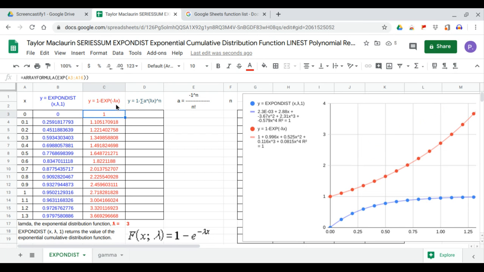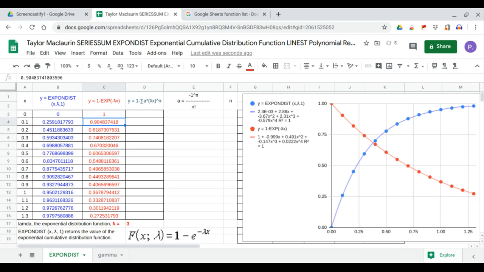Then we factor in the negative lambda. We start with the negative first, negative 1. And then we factor in lambda, so multiply lambda. So this is a decaying function, while this is saturating.